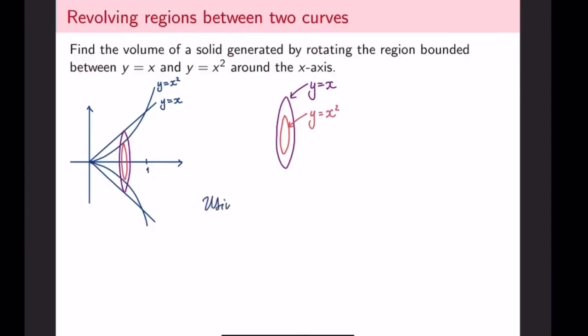Using the disk method, the volume now corresponds to the integral of, remember the formula was pi r squared h, so pi r squared, but first I'm going to take the outer radius for my bigger disk, minus pi r squared for the inner radius, or my little timbit that I'm actually going to subtract out.